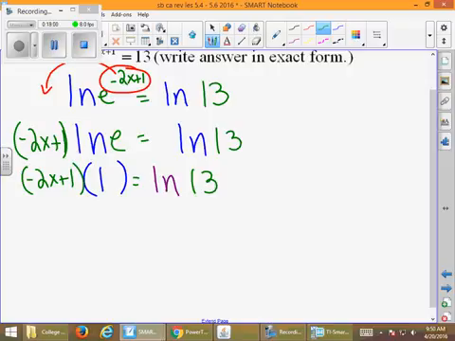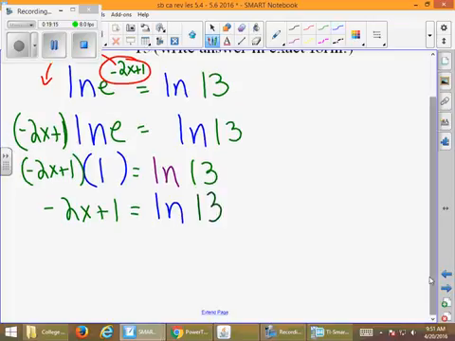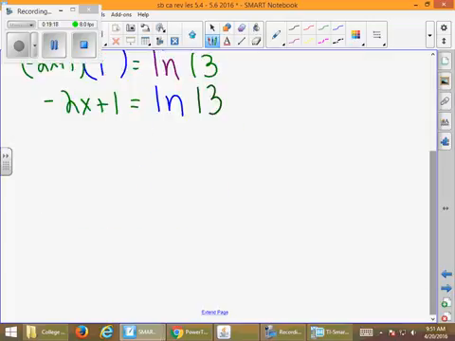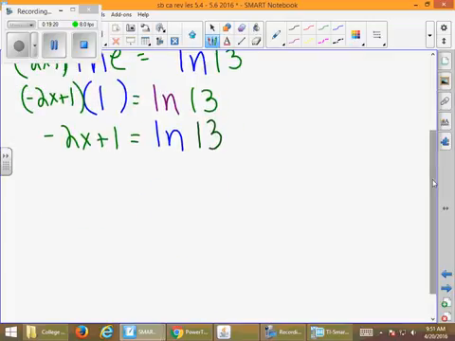So negative 2x plus 1 times 1 is negative 2x plus 1 equals the natural log of 13. And now we can solve this problem. We're going to move the 1 to the other side. We're trying to solve for x. So we're going to move the 1 to the other side.